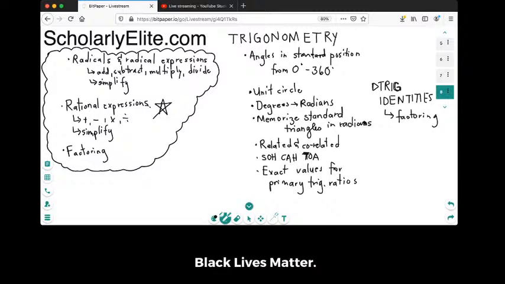Another thing I do want to mention, it's not the most important thing, but sine law and cosine law, just keep them fresh in your mind. You don't have to super practice them, but they sometimes come up.